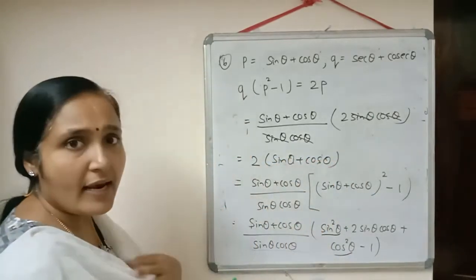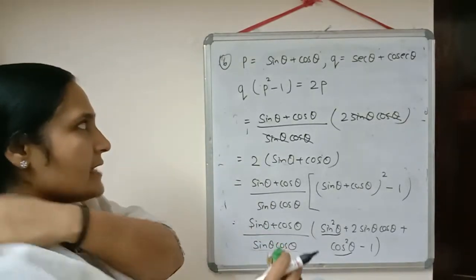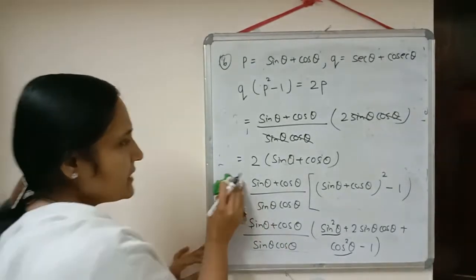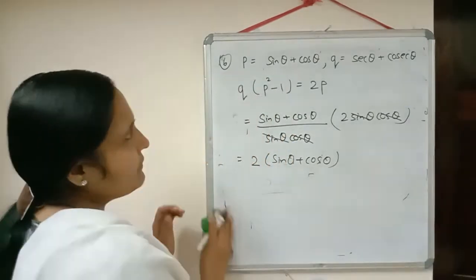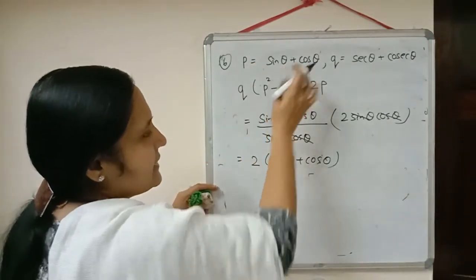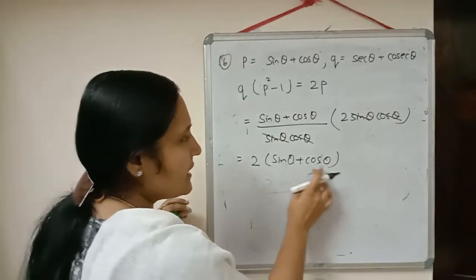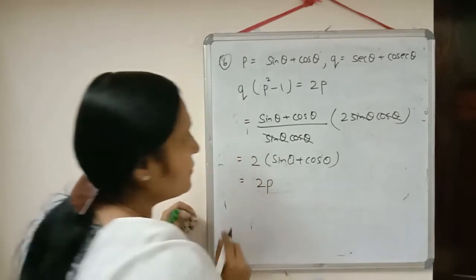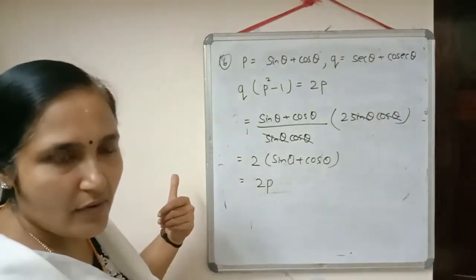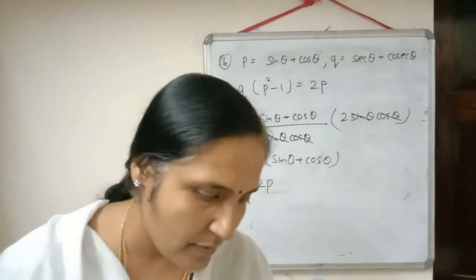And what we need in the right hand side? In the right hand side we need 2p. So just to check whether we got 2p. 2 we have got there. What we need, p? P is sin theta plus cos theta. We got here sin theta plus cos theta. So it is equal to 2p. Clear? Okay. Now all of you write down the next question.